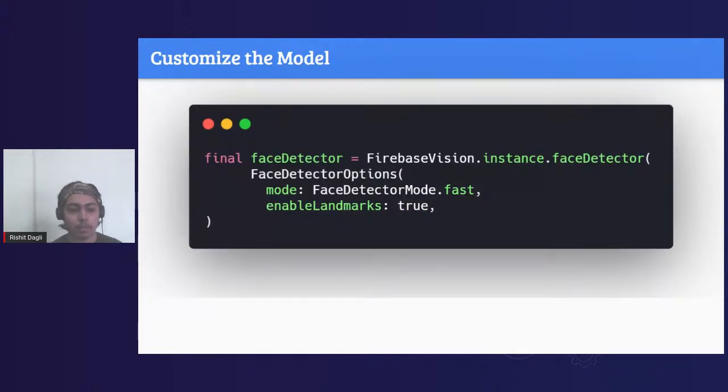So remember me telling you that you can make a few customizations to the model, make it run as you want. So here's how you can do that. You can just specify a few options. So here's me telling it I want my face detector model to run fast, and I want to enable landmarks. Landmarks will also detect important landmarks like ears or eyes or nose and stuff like that. So you can specify that, make a few customizations.